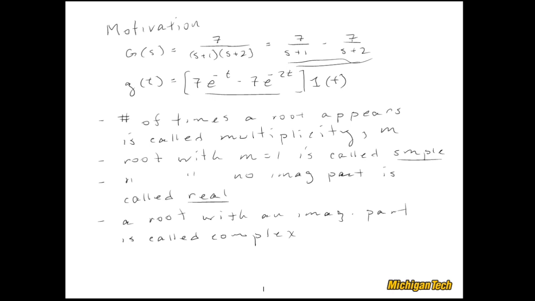Great, so now we have some definitions. The number of times a root appears is its multiplicity. If the multiplicity is equal to 1, we call it simple. And if a root has an imaginary part, it's complex.